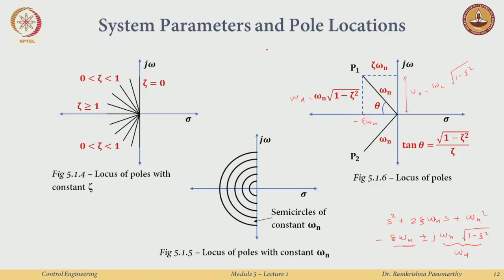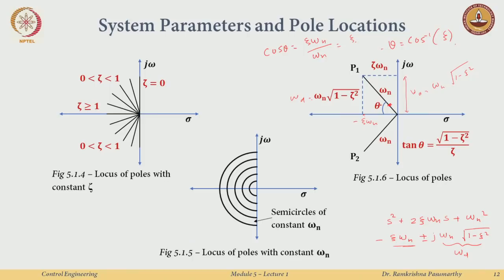Cos of theta is, okay, this guy: zeta omega n over omega n, which is just zeta, right? So from this, cos of theta is zeta, and therefore theta is cos inverse of zeta. Okay, so let's look at this. If I am at this point, theta remains the same, whereas omega n changes, right? If I go here, if theta is the same, then zeta is the same, okay?